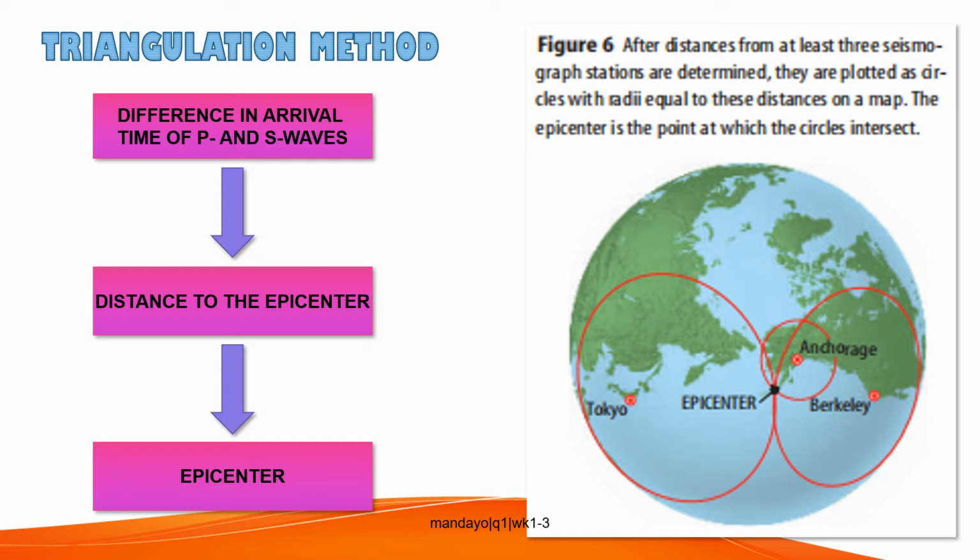Here is an illustration of how the triangulation method is done. After distances from at least three seismograph stations, namely Tokyo, Anchorage, and Berkeley, are determined, they are plotted as circles with radii equal to the distances on the map. So what we have computed here as the distance to the epicenter gives us the radius of these circles. The epicenter is the point at which the three circles intersect.